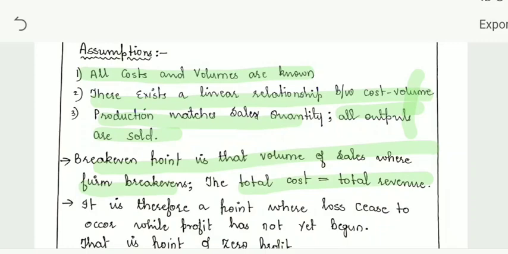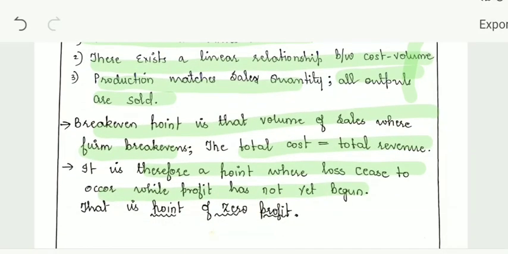So all these concepts apply when you want to start a new business. It is very helpful, especially in our construction industry. There are a lot of challenges that we come across. To decide whether the option we are selecting is right or wrong, the knowledge of this is surely very important. It is therefore a point where loss ceases to occur while profit has not yet begun, and thus it is a point of zero profit. Just remember one thing: the break-even point means a point of zero profit. Beyond this it is a profit, less than this it is a loss. But break-even point means what? It is a zero profit point.